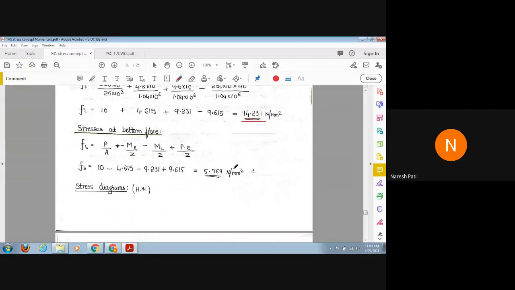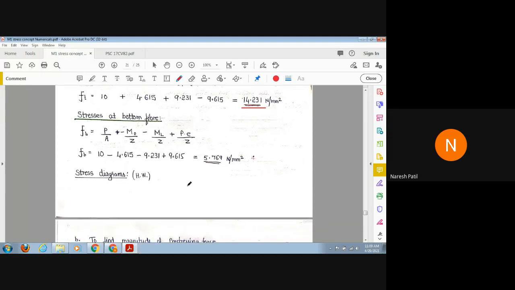Then we have bottom fiber stresses. So what is the change here? P by A will remain same, but the MD by Z and the ML by Z will have negative sign, plus P e by Z. So here we have P by A minus MD by Z minus ML by Z plus P e by Z. So we got 5.769 Newton per mm square.